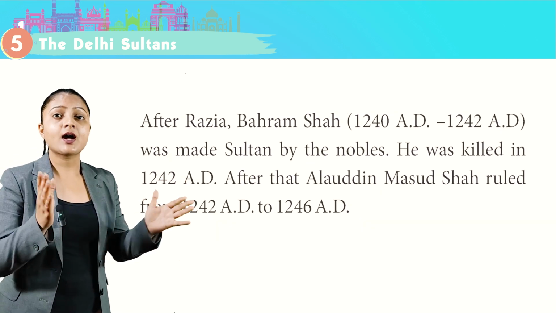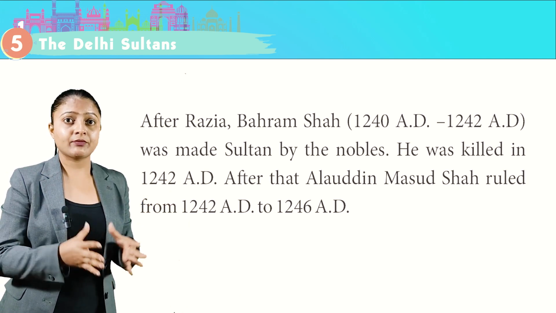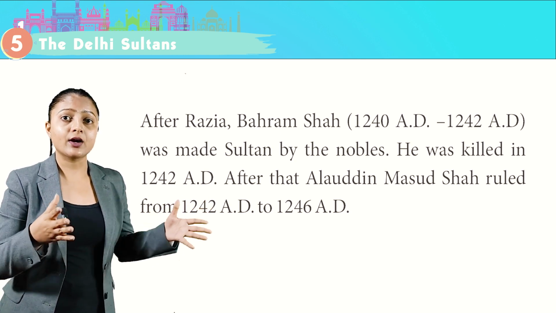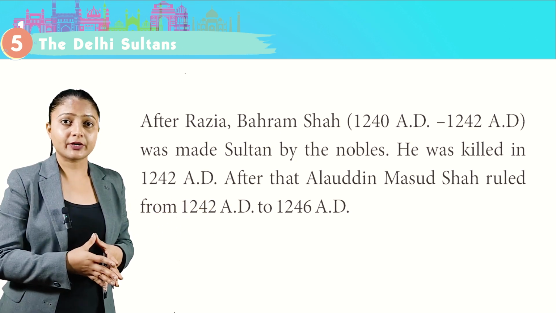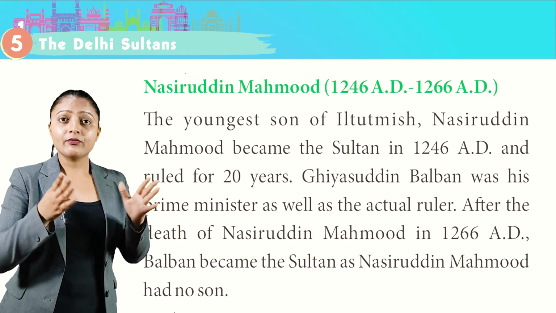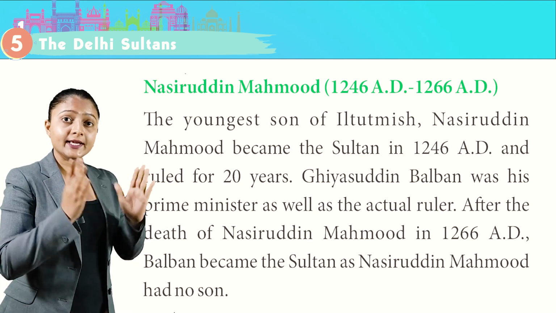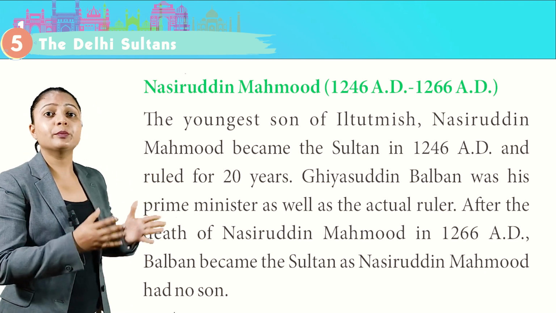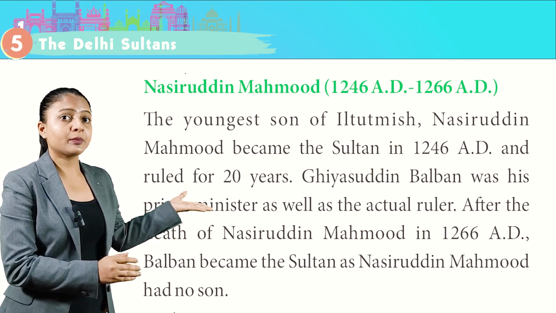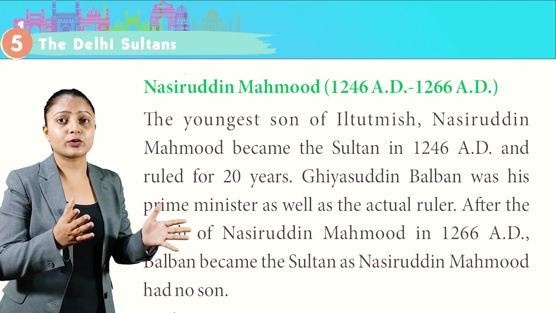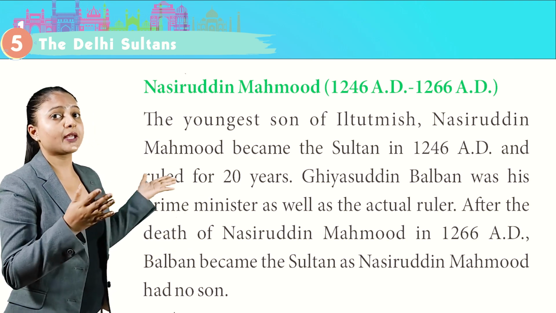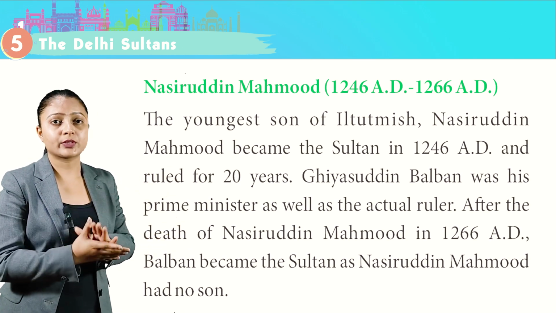After Razia, Behram Shah, 1240 AD to 1242 AD, was made Sultan by the nobles. He was killed in 1242 AD. After that, Alauddin Masood Shah ruled from 1242 AD to 1246 AD. Nasiruddin Mahmud, 1246 AD to 1266 AD. The youngest son of Iltutmish, Nasiruddin Mahmud, became the Sultan in 1246 AD and ruled for 20 years. Ghiyasuddin Balban was the prime minister as well as actual ruler. After the death of Nasiruddin Mahmud in 1266 AD, Balban became the Sultan as Nasiruddin Mahmud had no son.